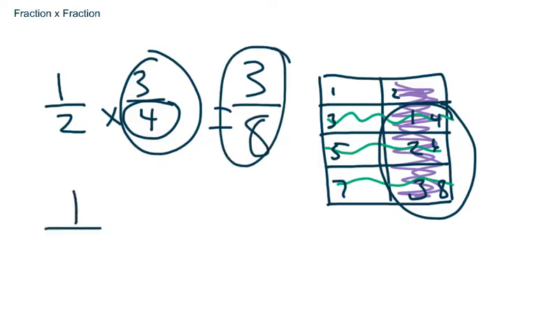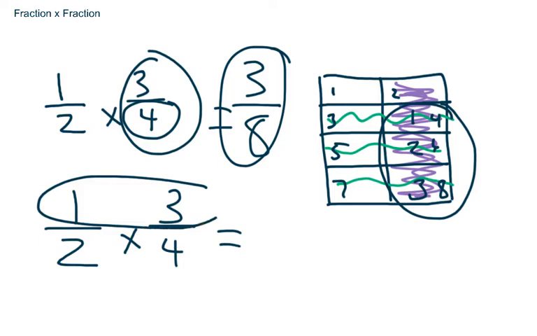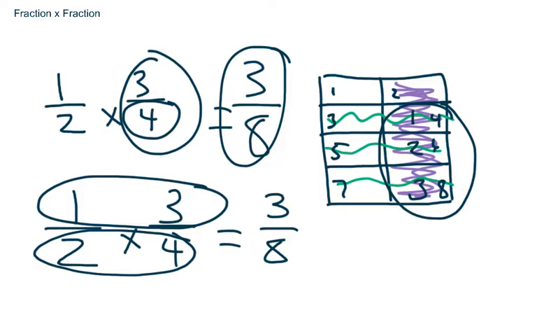To do that mathematically, I wouldn't need to change anything into a fraction because they're already fractions. All I have to do is simply multiply across. 3 times 1 is 3, 2 times 4 is 8. 1/2 times 3/4 is 3/8.